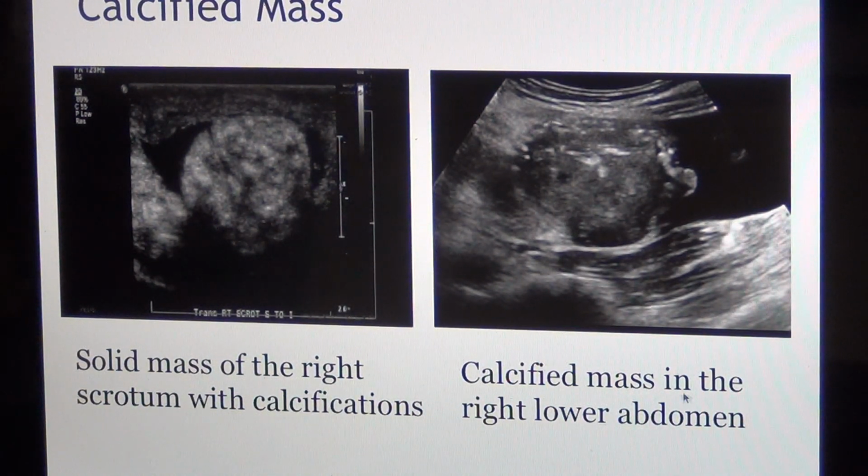Here the calcified mass in the right lower abdomen. Okay, so this is a calcifications. Okay.